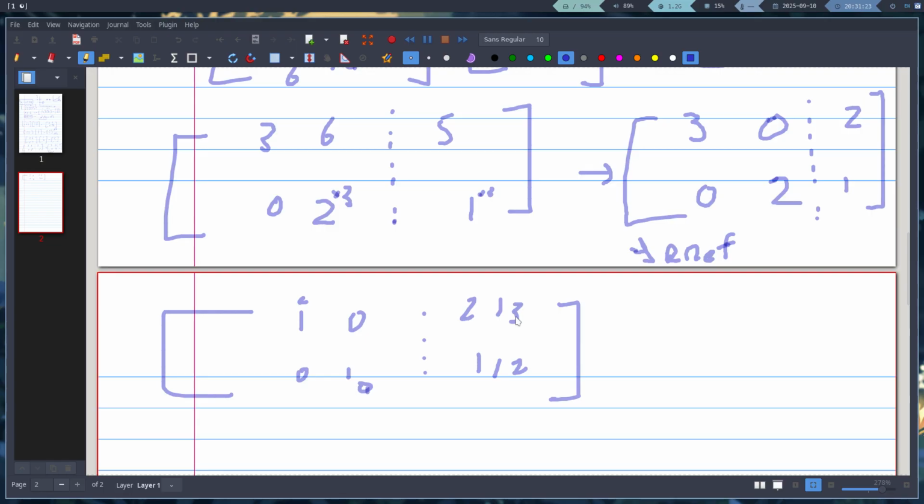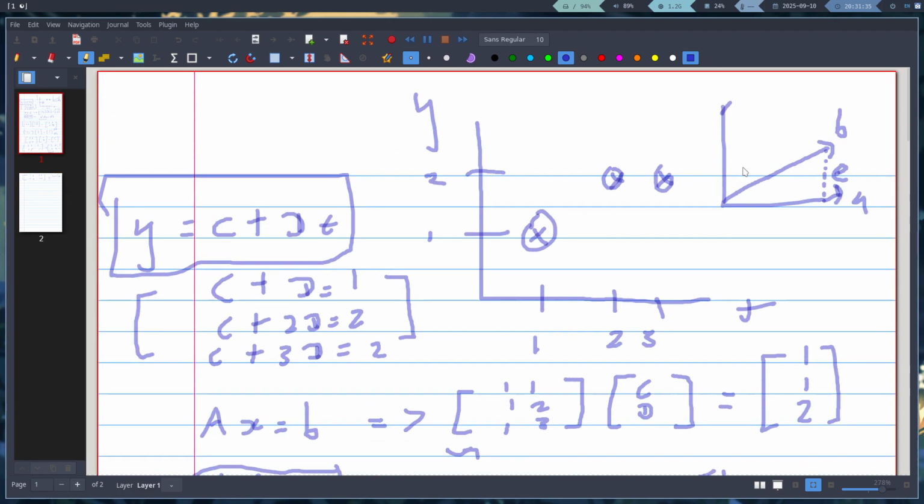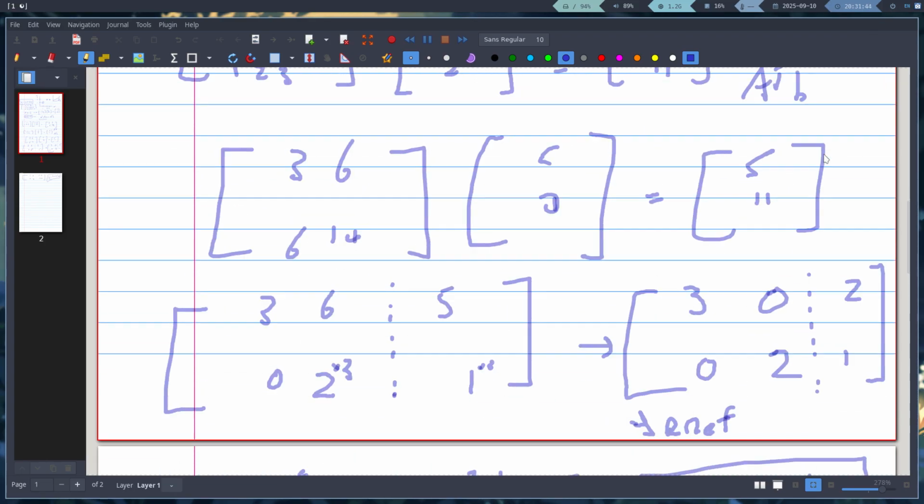So C is 2/3 and D is a half, and so your equation comes out to be y is equal to 2/3 plus D is just 1/2 t. And so this is your best fit line for this guy up here, right? Which would be some line, right? Some best fit line, because obviously there is no one line that can fit through all 3 of them.